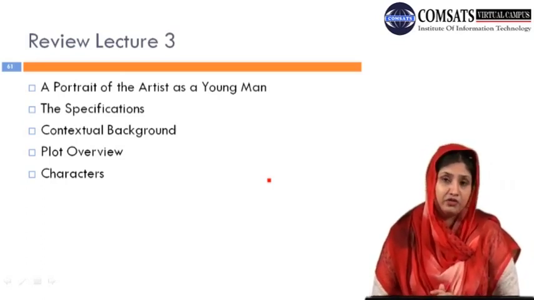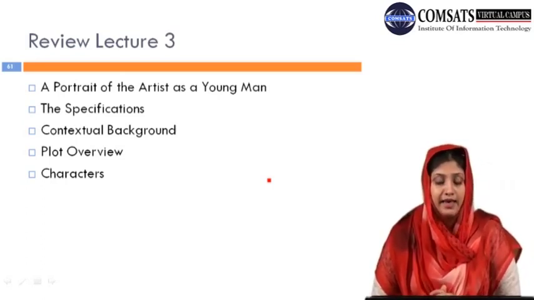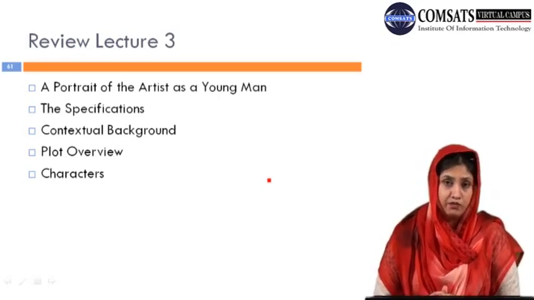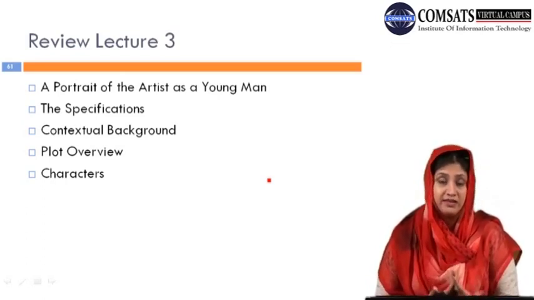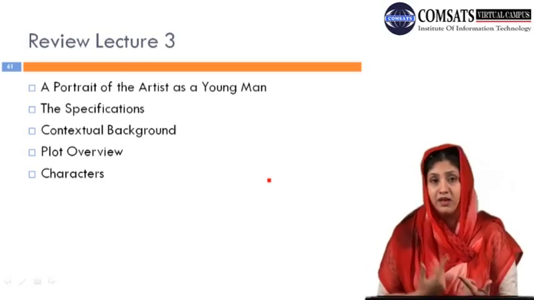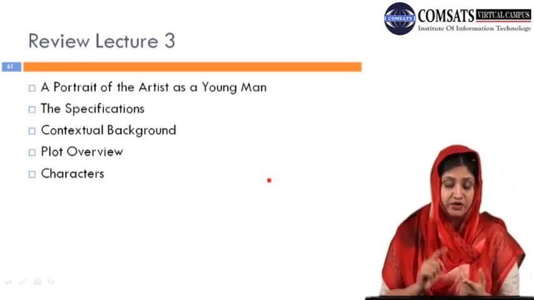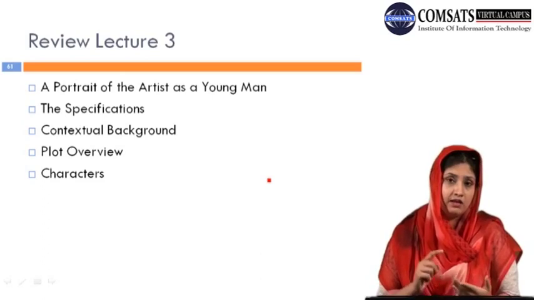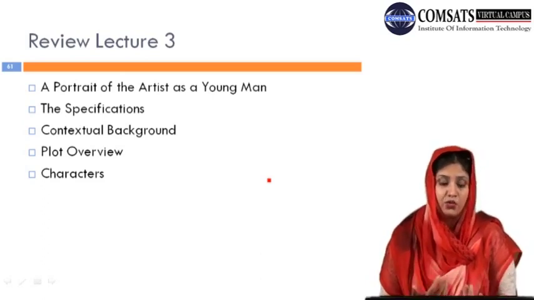We discussed the specification of the writer, the key facts of the novel. We also discussed the contextual background of the novel, and we had a detailed plot overview. We tried to understand what the story is and how it gets developed. What is the main conflict? What are the rising actions? What is going to be the climax, and where from the action falls and into what?